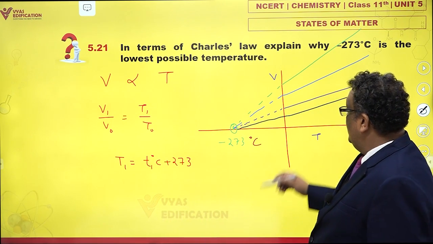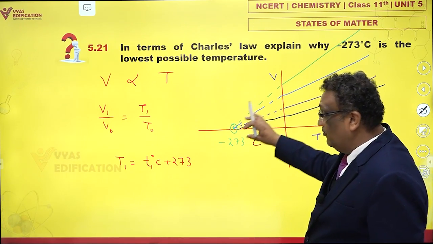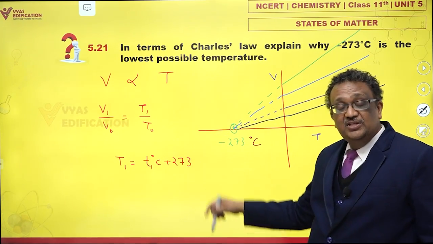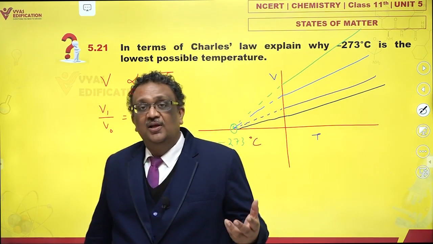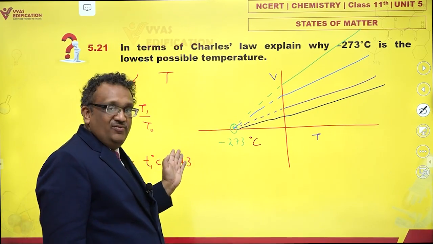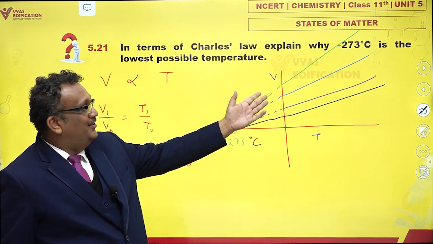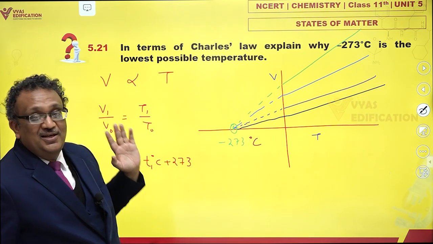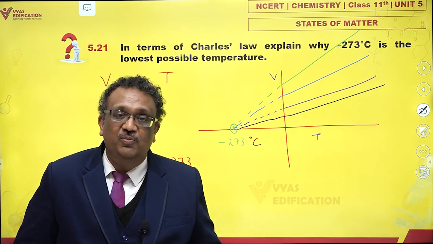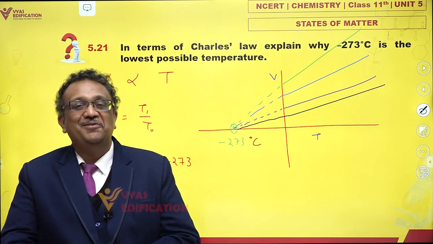Since at minus 273 degrees Celsius all these lines converge, if you go below this, volume will become negative. And volume cannot become negative. The lowest volume possible would be 0. You can't get negative volume. So, by Charles' law, you can say that minus 273 degrees Celsius is the lowest possible temperature. Since below this temperature, if that is possible, the volume would become negative, which is impossible. So, that is the lowest possible temperature.